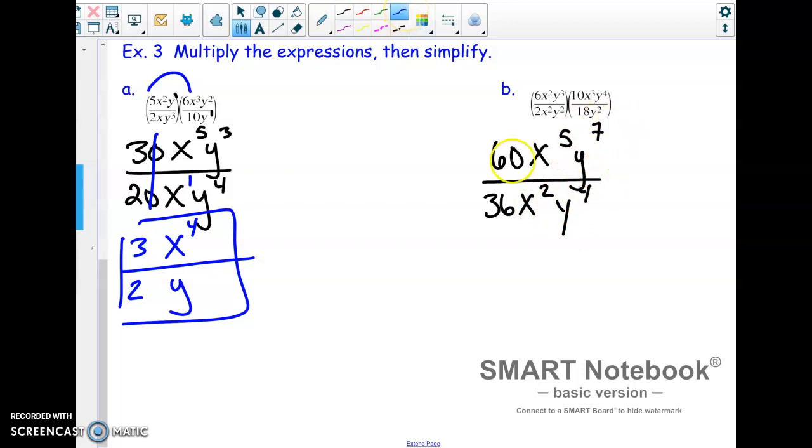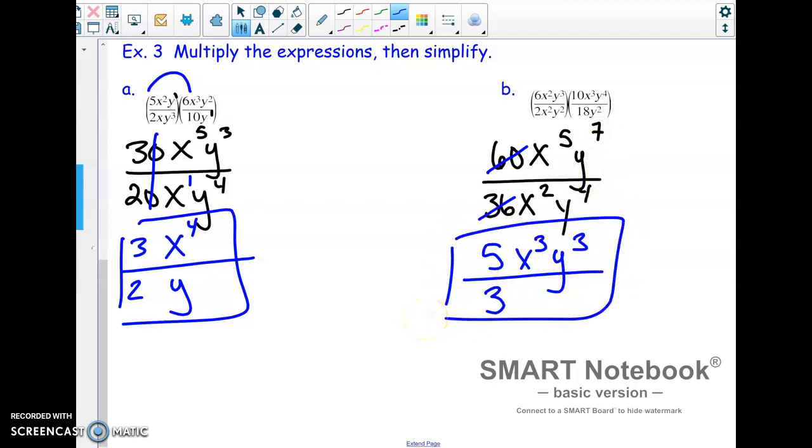Now we would simplify. 60 and 36 both have a 12 as a common factor. The 60 divided by 12 is 5. 36 divided by 12 is 3. X to the 5th divided by x to the 2nd. 5 minus 2 is 3. And then y, 7 minus 4 is 3.